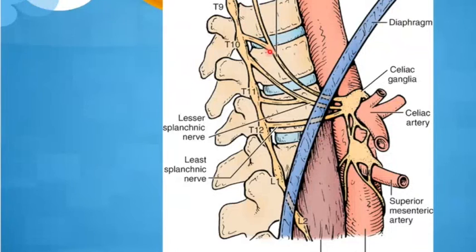From the sympathetic chain, the splanchnic nerves are coming. Greater splanchnic, what is the root value? T5 to T9 is the greater splanchnic. Lesser splanchnic, T10, T11. Least splanchnic, T12. So they are coming through the aortic aperture and they are joining the celiac ganglion.